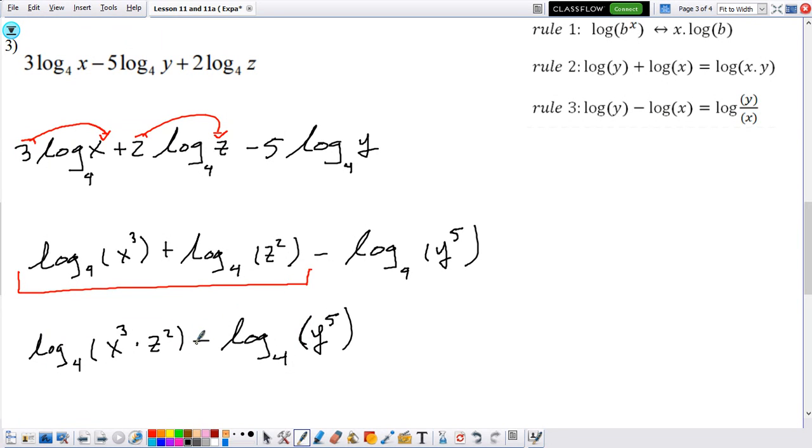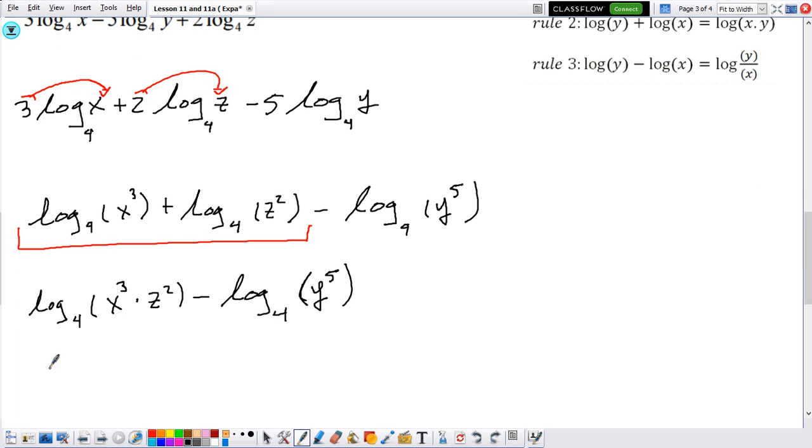Now, why did I do this? Because now it's even easier to identify the last rule. Here I'm just subtracting two logarithms, and the third rule says that if you're subtracting, you can just divide the insides, which is going to be the left minus the right. So this really just becomes log base 4. We're going to divide the left by the right. So now that becomes x to the third times z to the second divided by y to the fifth. And this is our final answer.